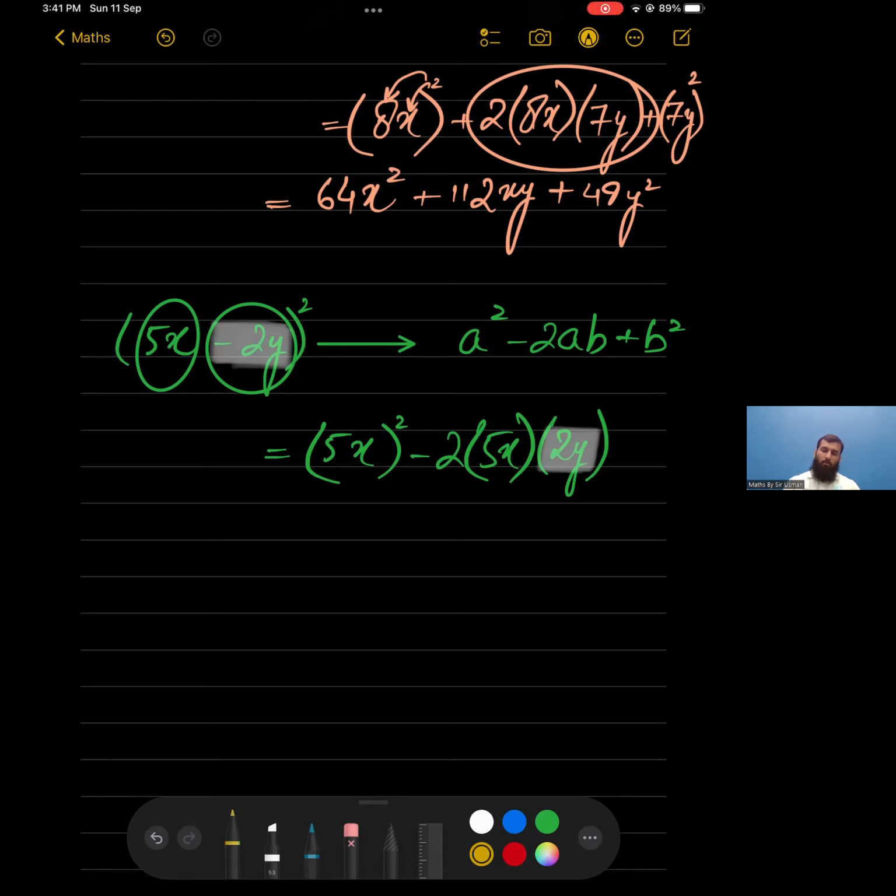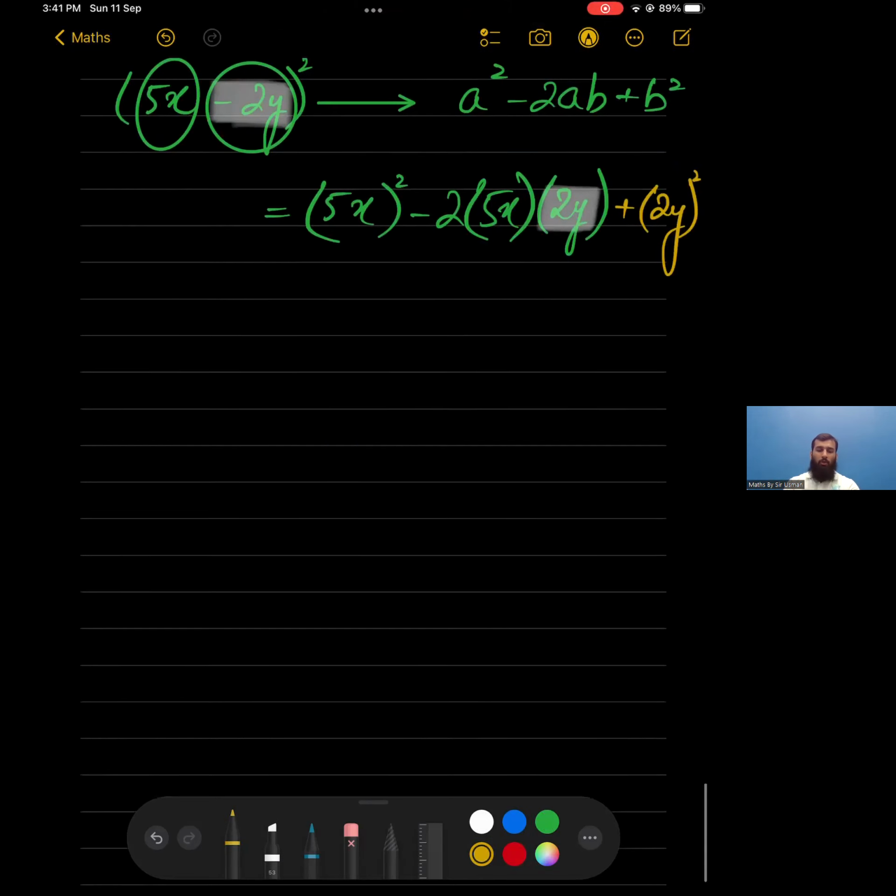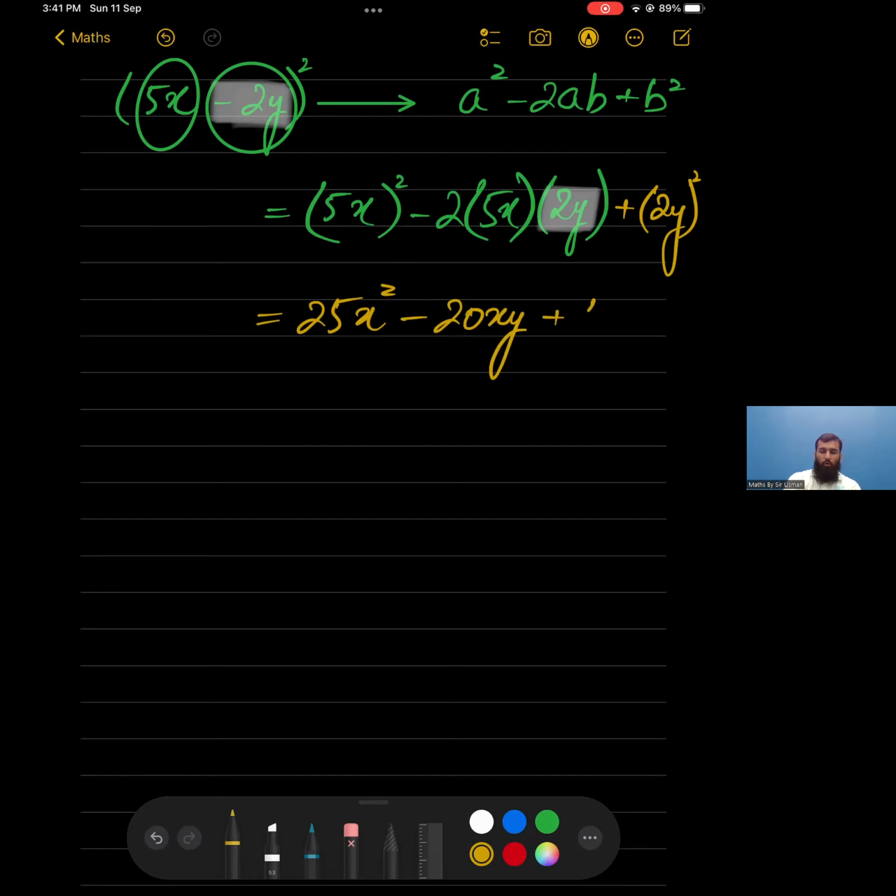Now in place of b I'll use 2y and square it. Now when you simplify this, you will have 25x squared minus this is going to be 20xy with 4y squared positive. Now this is going to be our final answer.